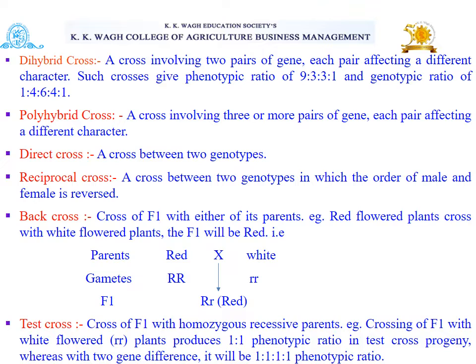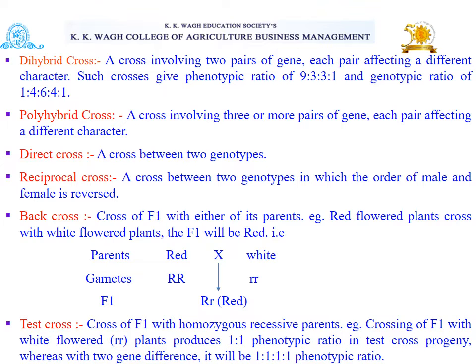Here are the parents, red flower plant and white flower plant, and the gamete obtained from this red plant is capital R, and from the white plant, the gamete obtained is small r, and the progeny F1 obtained from these two plants, red plant and white plant, we get all red plants in F1 generation. Then test cross.